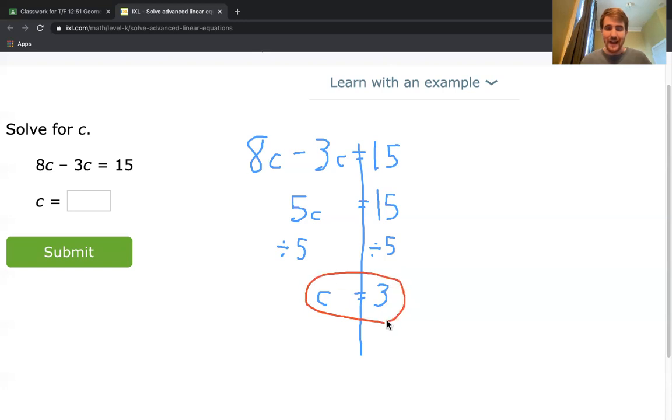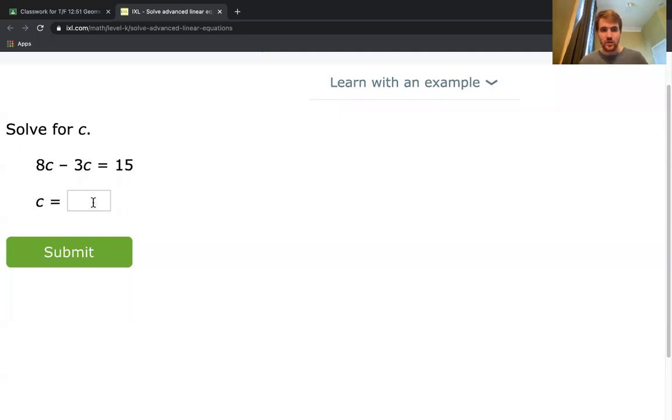If we want, we can plug it back into the original equation and solve. And so I will do that. We have 2 3's we're going to need to plug in. We have 8 times c. We now know c is 3. Minus 3 times c, equals 15. We got to do the multiplication first. 8 times 3, 24. Minus 3 times 3, 9. And does that equal 15? Check it on your calculator or do it in your head. 24 minus 9 is 15. So we know we did the problem correctly. So c equals 3.